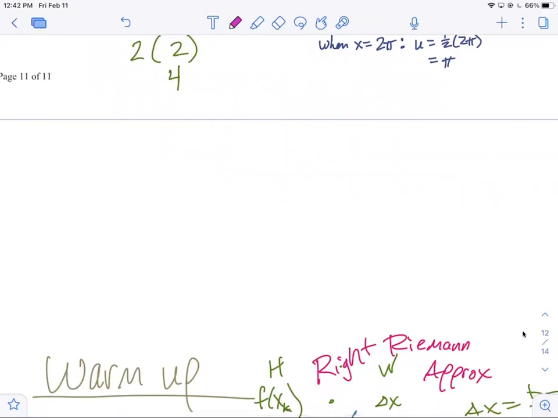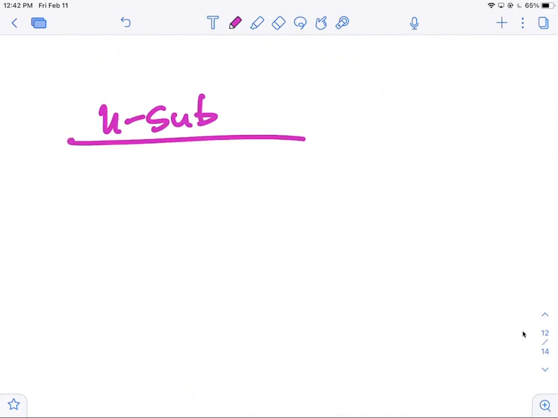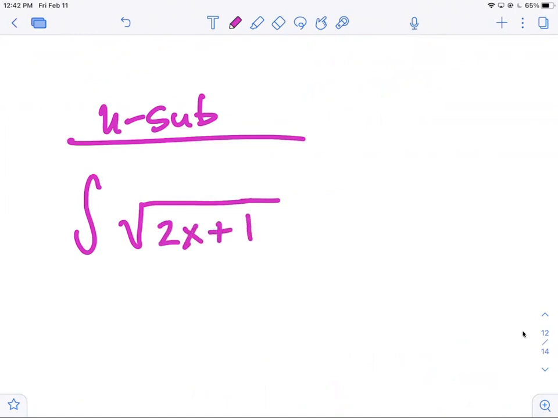U-substitution. Okay. Let's do a U-sub right here before you even know why we're doing it. Let's say that I have the integral of the square root of 2x plus 1, and I'm going from 1/2 to 3.